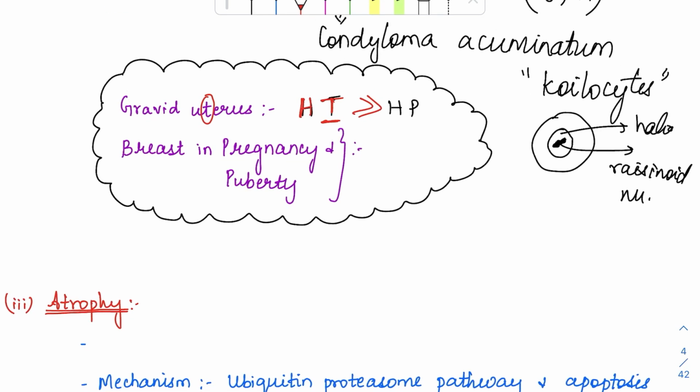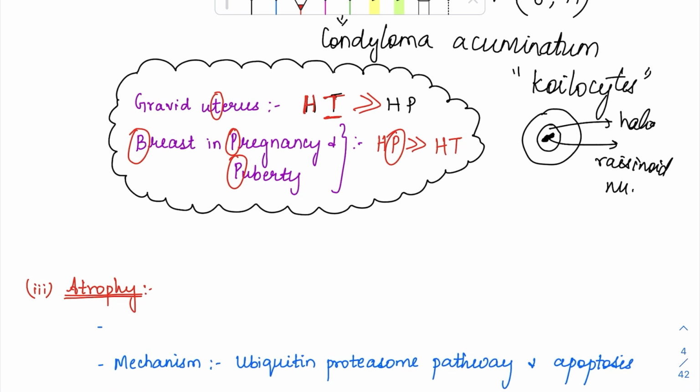However, in a breast, in a pregnant female or a pubertal age group, there again the breast engorgement is going to be there, and in this breast development in puberty and pregnancy, both hyperplasia and hypertrophy will take place, but here it is hyperplasia which is more than hypertrophy. So P for pregnancy, P for puberty, and B also resembles P, so P is going to be more. So hyperplasia is more than hypertrophy in breast engorgement during pregnancy and in the pubertal age group.